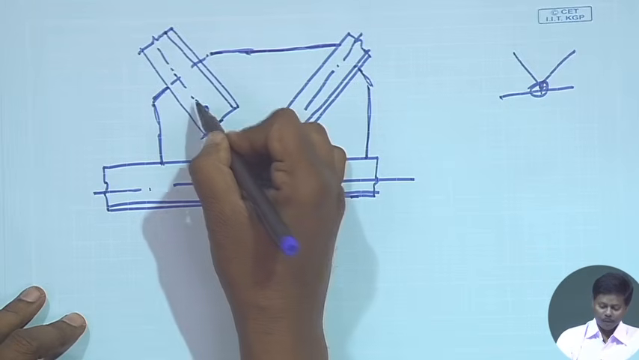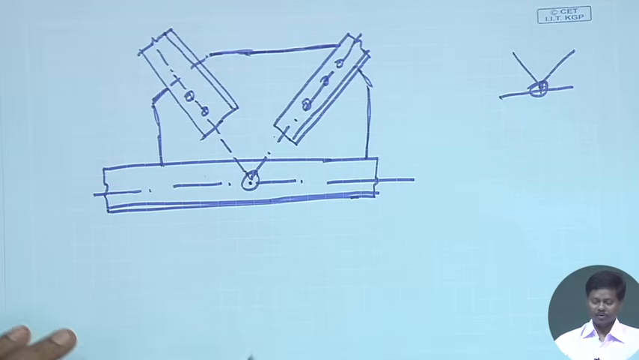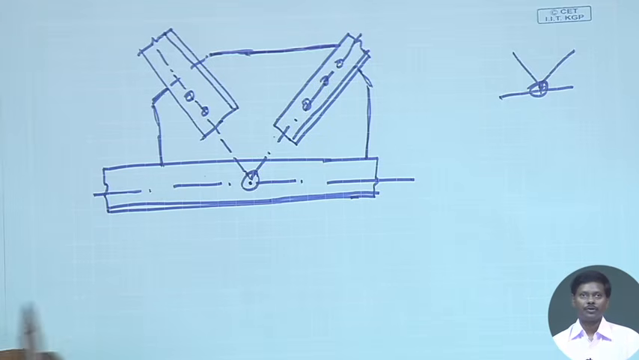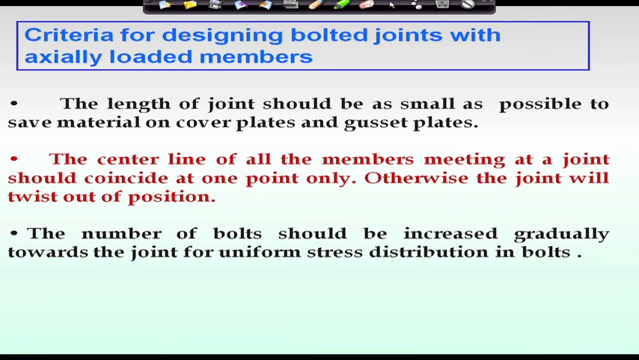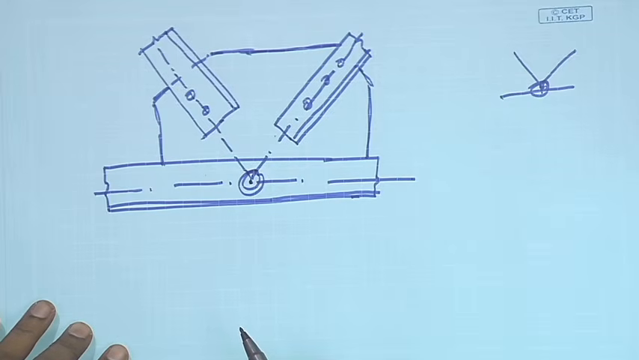Now, if we have more number of bolts here, then we will not be able to reduce the length of joint. That means, we cannot reduce the amount of material required for gusset plate. That is why we have to keep in mind that as less as possible the length of joint should be. Another thing, as I was telling, the center line of all members meeting at a joint should coincide at one point only. That means, only one point it should coincide, otherwise the joint will twist out of position.